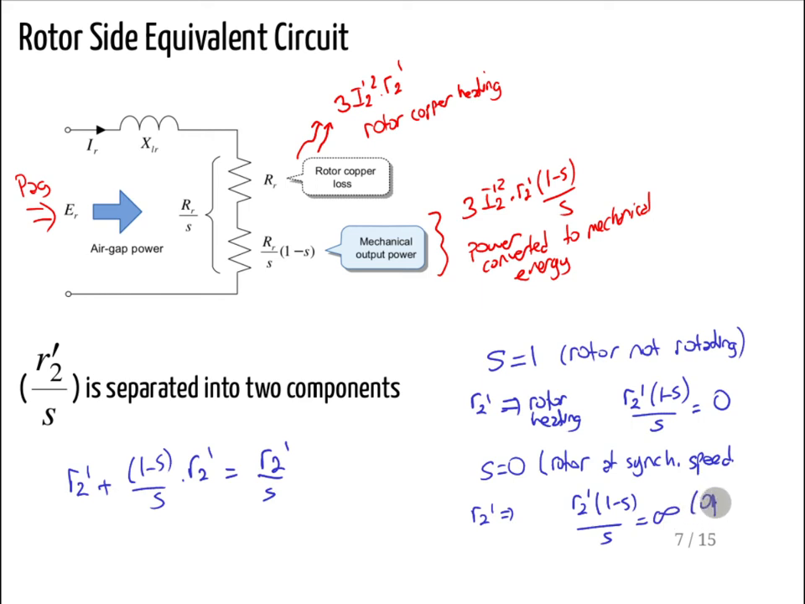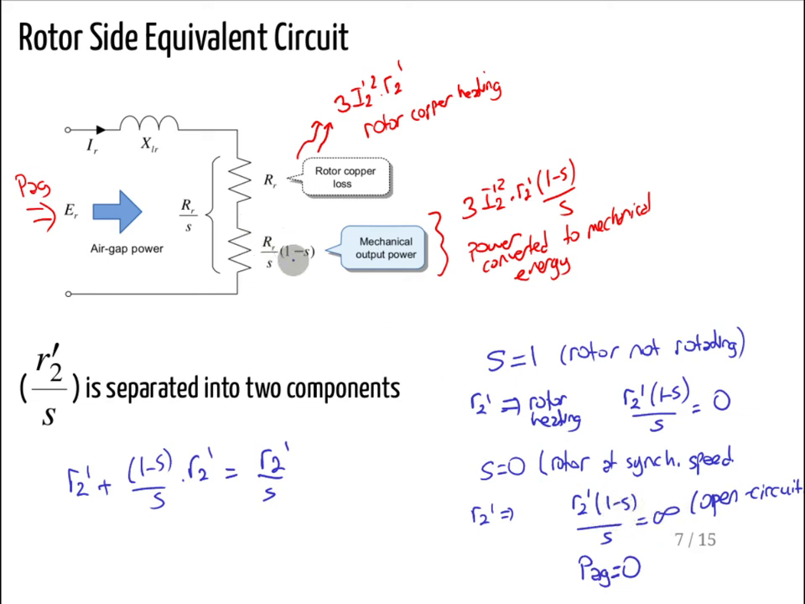So this is like open circuit. If this is open circuit, then there will be no current I2 prime or IR as shown here, so there will be no air gap power. You cannot transfer any power to the rotor side at the synchronous speed.